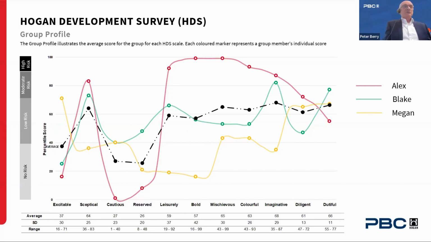So Alex has gone through the roof in the middle of this sheet, leisurely, very independent, bold, very sort of determined, mischievous, naughty, colourful, maybe a bit of social charisma, but getting distracted, and imaginative, lots of ideas. So Megan was coming through in the yellow profile in the middle of the pack, being a little bit lower on bold, mischievous, colourful, imaginative, maybe a more conservative profile, a safer pair of hands, and Blake was sitting in the middle. So plenty of food for thought here.